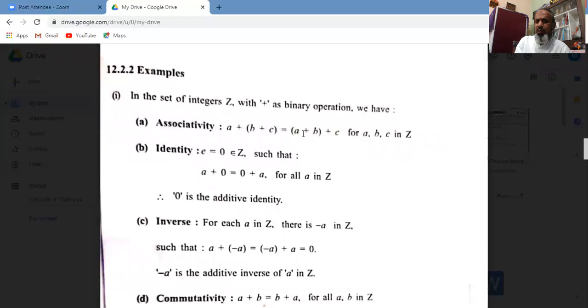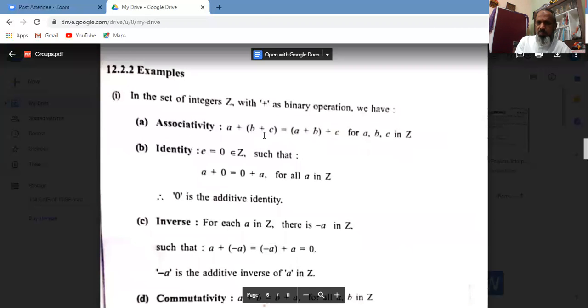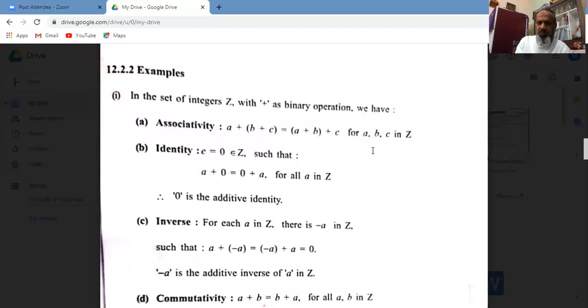So the sum of two integers is again an integer. If we add C to the integer, we get the same answer. So the left hand side and right hand side will give the same answer. So the associative property with respect to addition is satisfied in the set of integers.